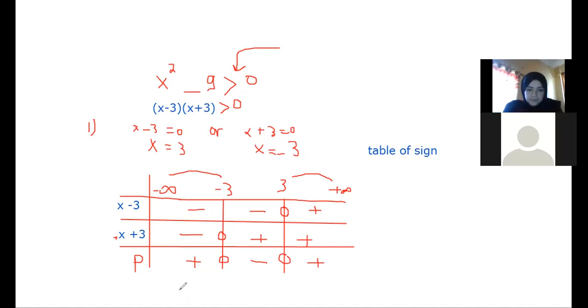So how do I write it as an interval? Open bracket, negative infinity till -3. It's an open circle, so open bracket, then union. Open bracket again because we don't have an equal sign: 3, and then plus infinity. That's it. This interval means everything between minus infinity and -3. If you replace it in the inequality, you're going to have a positive value. And if you choose a number between -3 and 3.